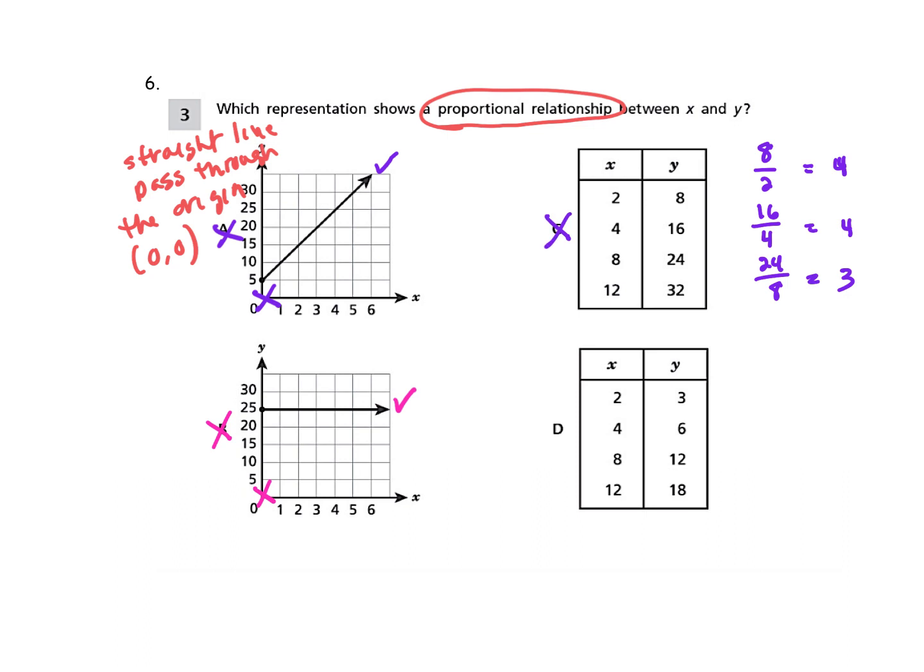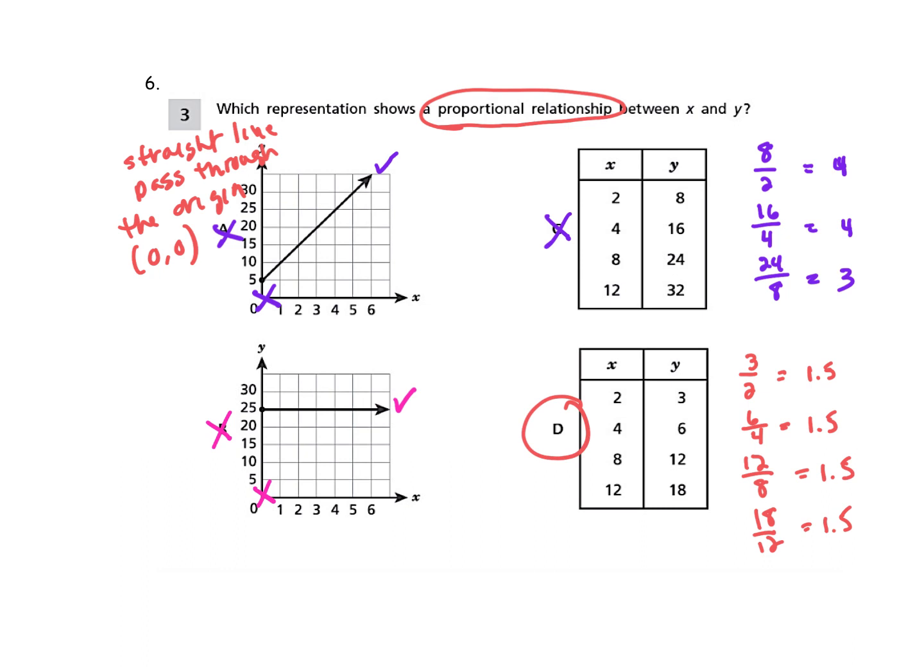And finally, for table D, we're going to take the y value divided by its x value, and 3 divided by 2 would give us 1.5, or 1 5/10. Then 6 divided by 4 would be 1 5/10. 12 divided by 8 would be 1 5/10. And finally, 18 divided by 12 is also 1 5/10. So we see a constant of proportionality. So D was the answer.